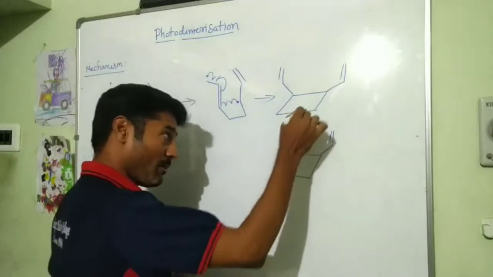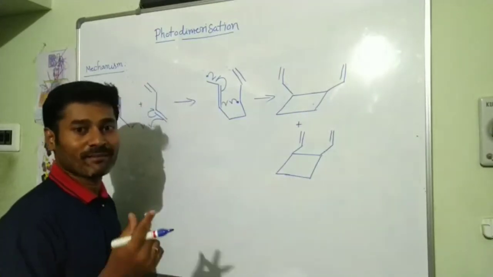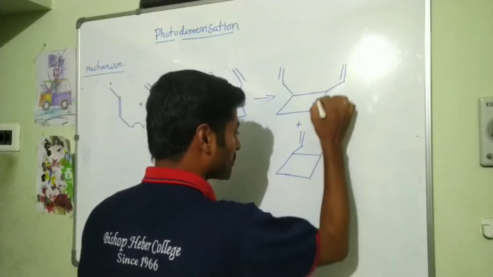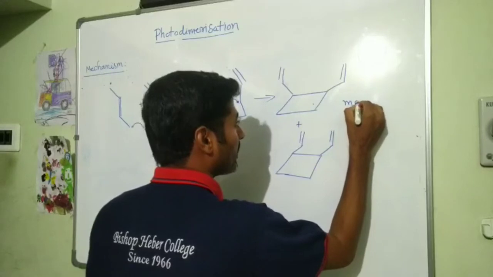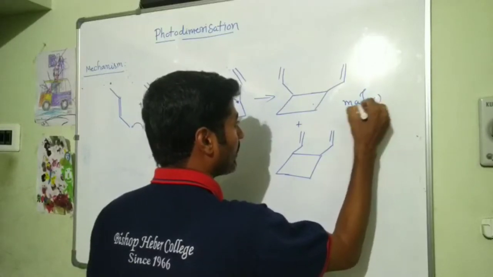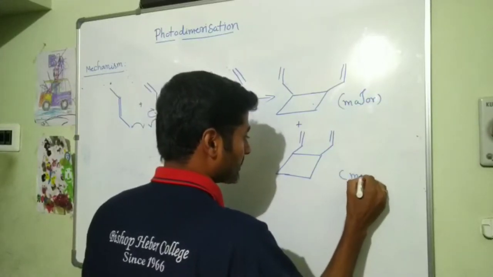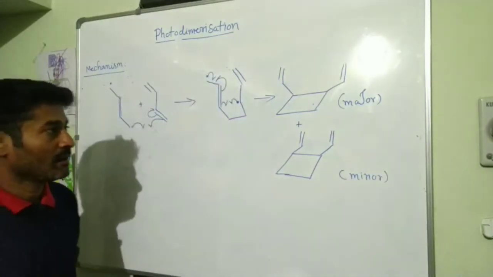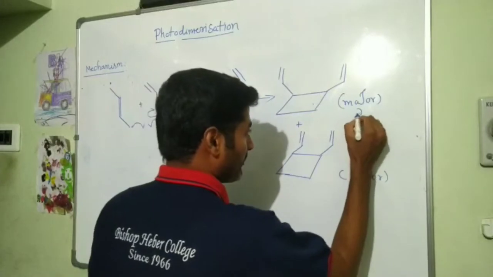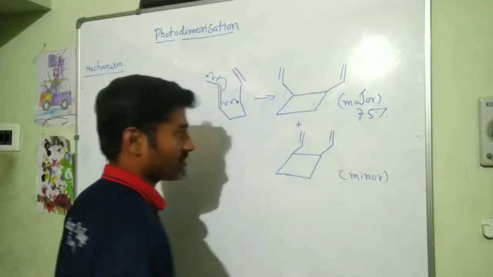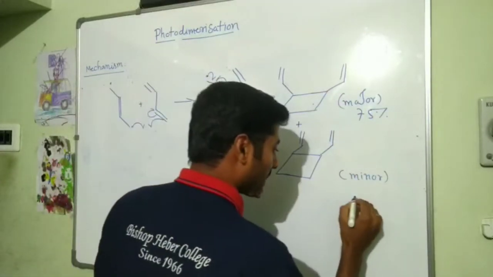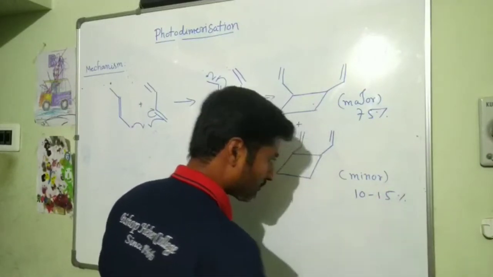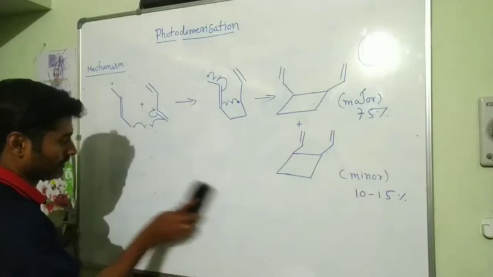Now among these two, which one will be the major product? Among these two, this one will be the major product and this is the minor product. Around 75% you'll get the trans product, and the cis form you'll get only 10 to 15%.